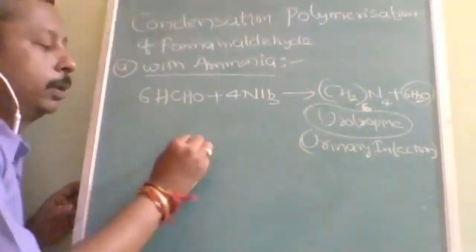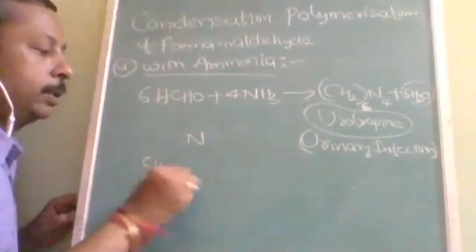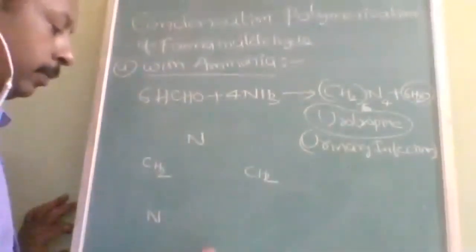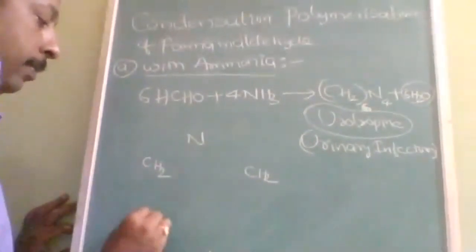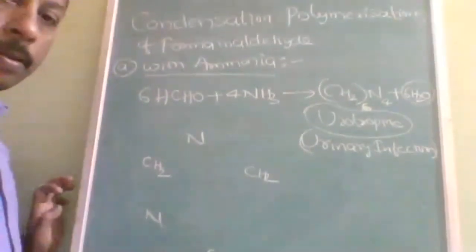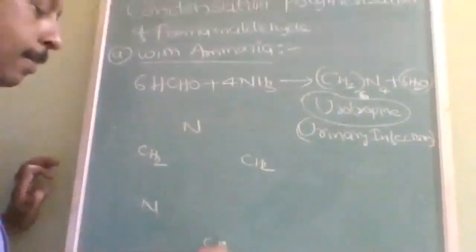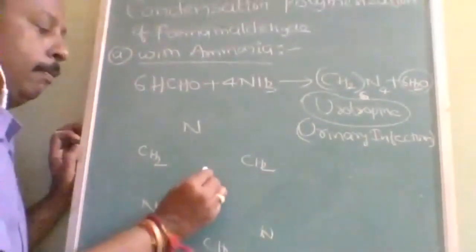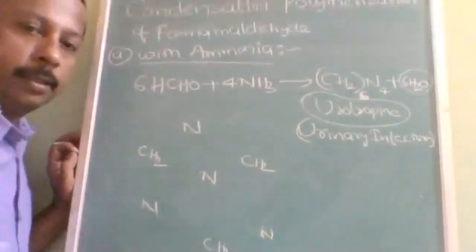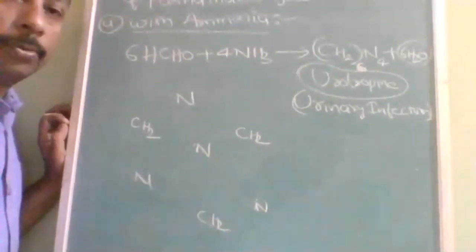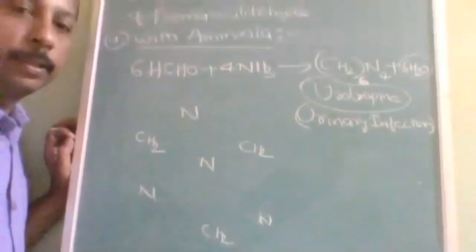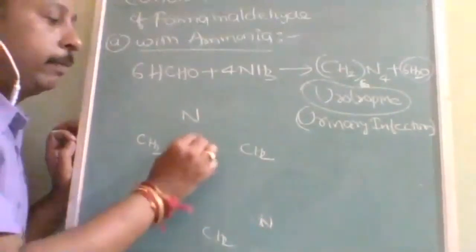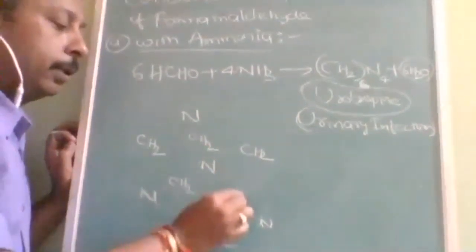Now how to draw it, listen carefully. First, at the alternate places, try to write the structure like this: CH2, N, CH2, N, CH2, N. At alternate places it is CH2 and N, and in the center also again N. Between the N you write one more CH2.